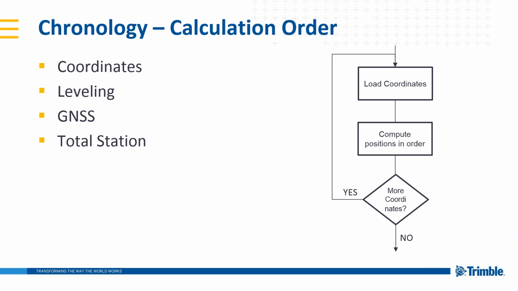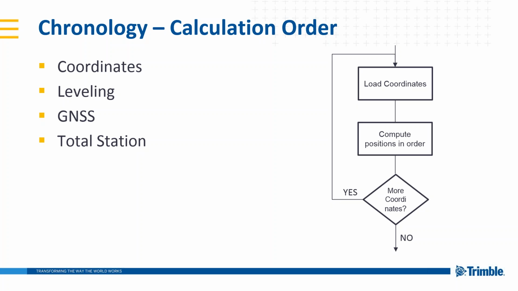So the second step is to compute the positions in order, and that means the order that you see off to the left. It first takes the positions of the coordinates and allows them to influence the point position. It then uses leveling observations, and of course they are only 1D, so it's only able to compute the elevation of the point. It then uses GNSS information and allows that to compute the position of points. And the last thing is total stations. There's actually more things like bundle adjustments and other stuff that goes on in there, but we wanted to just keep it simple here.